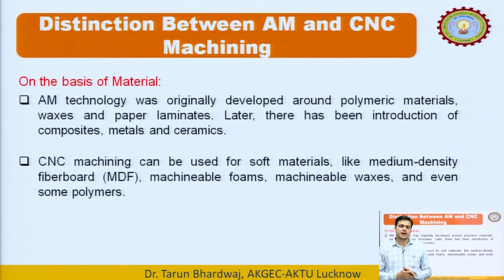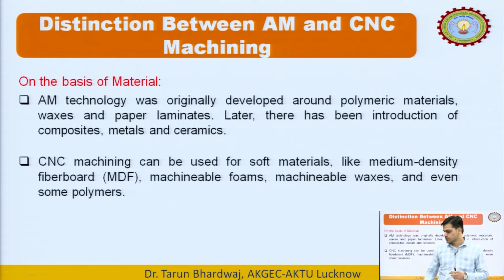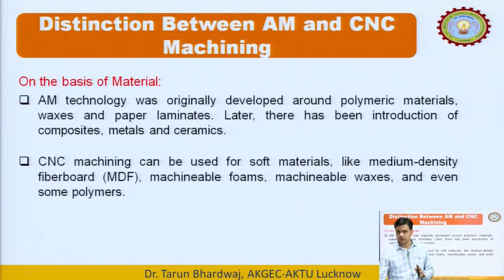Okay. And if we talk about CNC machining, it can be used for soft materials like MDF, that is medium density fiberboard, machinable foams, machinable waxes or even some polymers, okay, and metals also. So, CNC machining is basically used only for soft materials, but if you talk about additive manufacturing, it covers the whole range of materials. So, this is the basic difference between these two techniques.